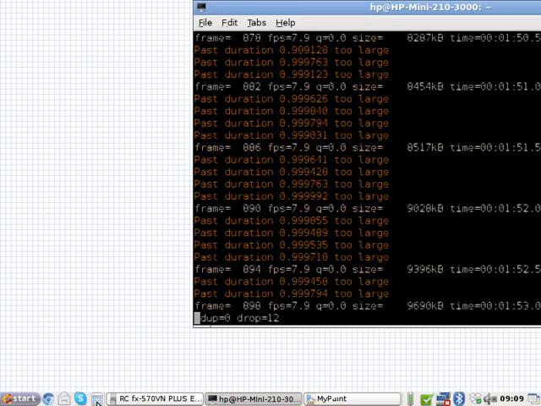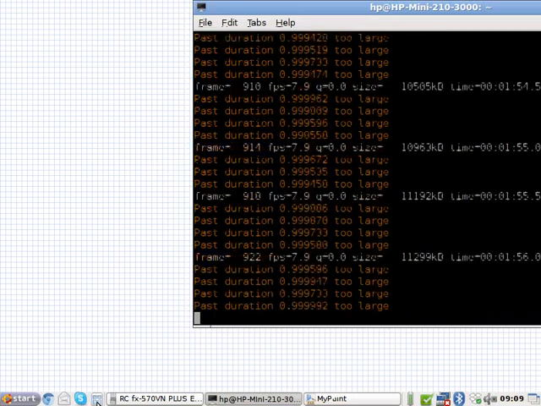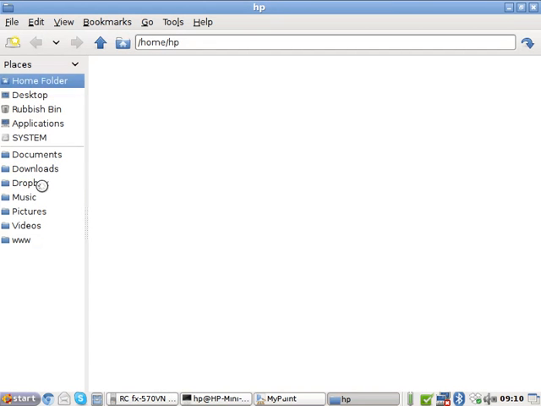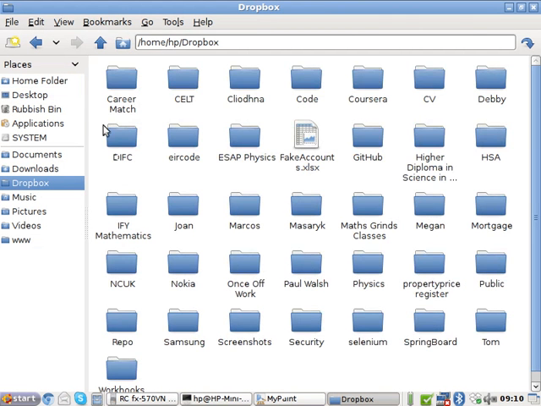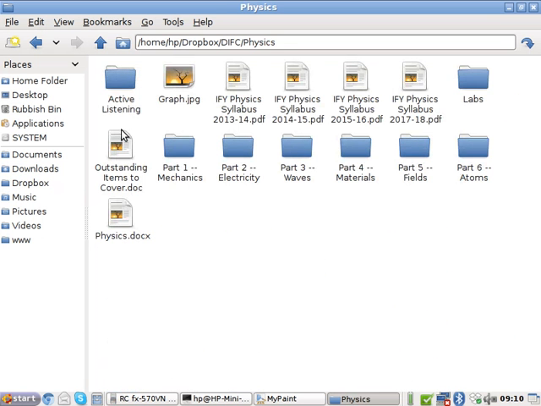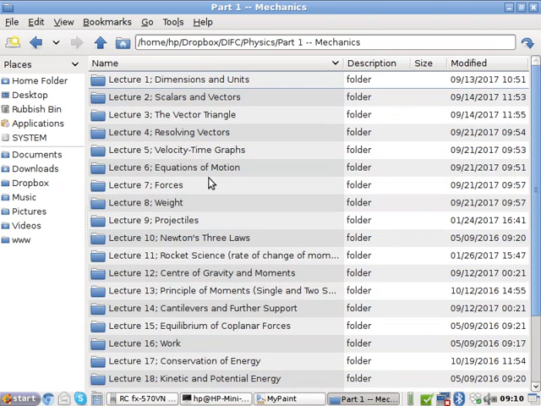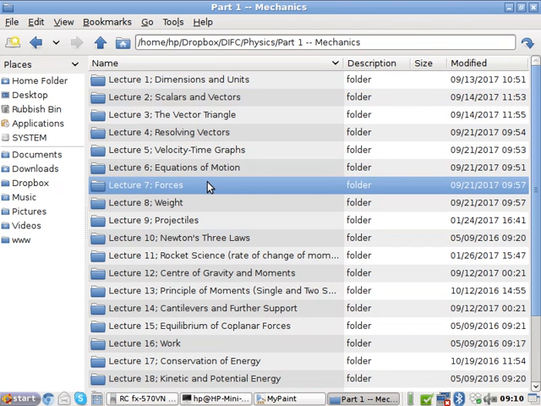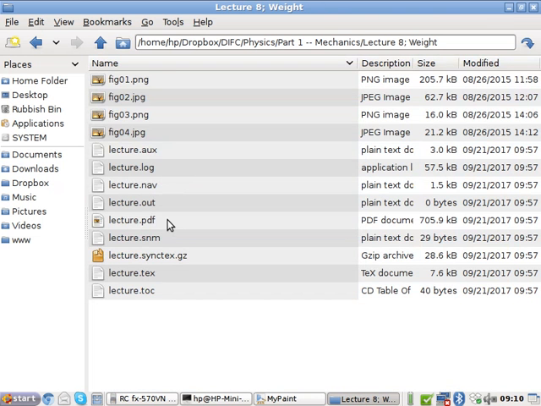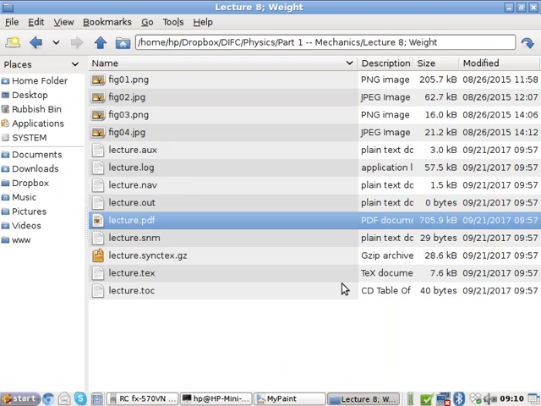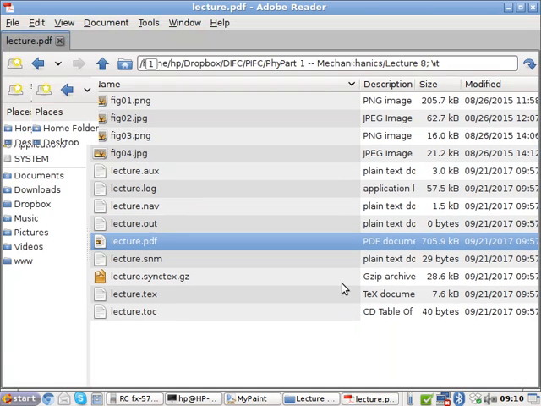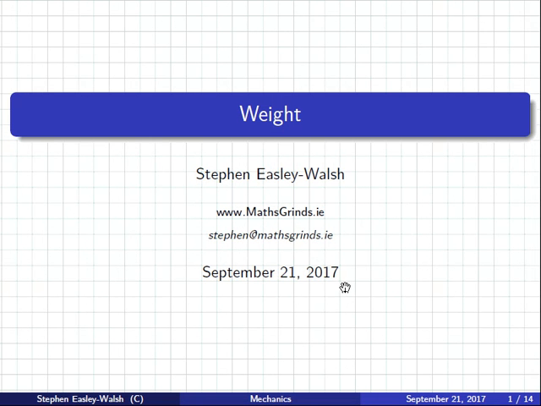I think the next lesson is weight. Physics, mechanics. We did force last time, so now weight. Okay, so weight. You can write that down. That's the next topic we're looking at.